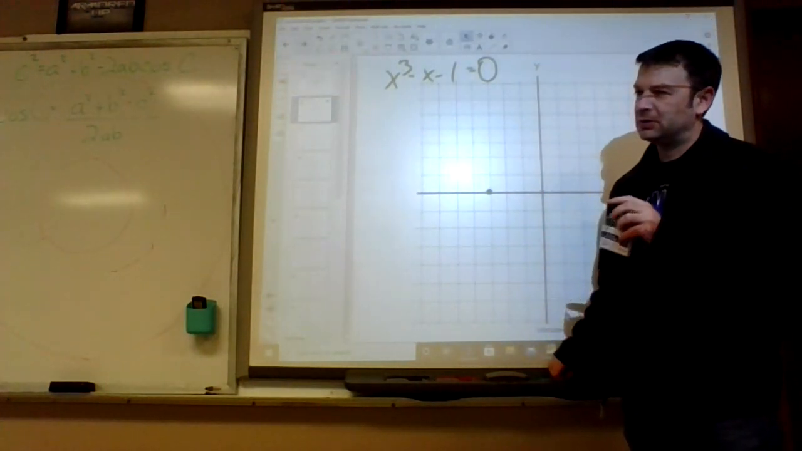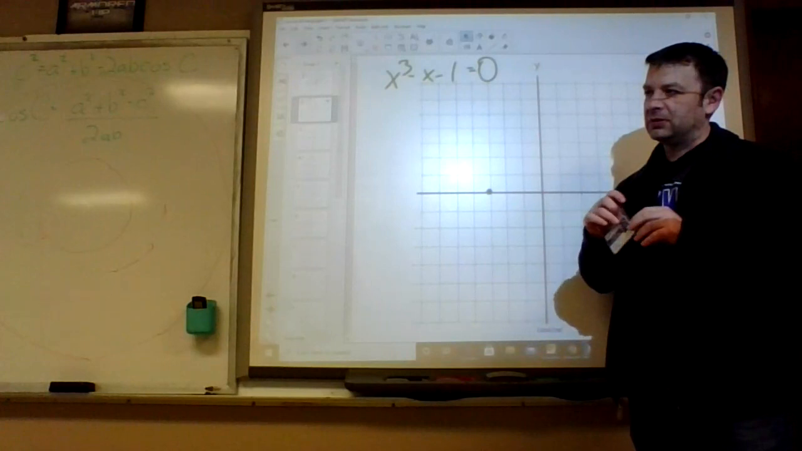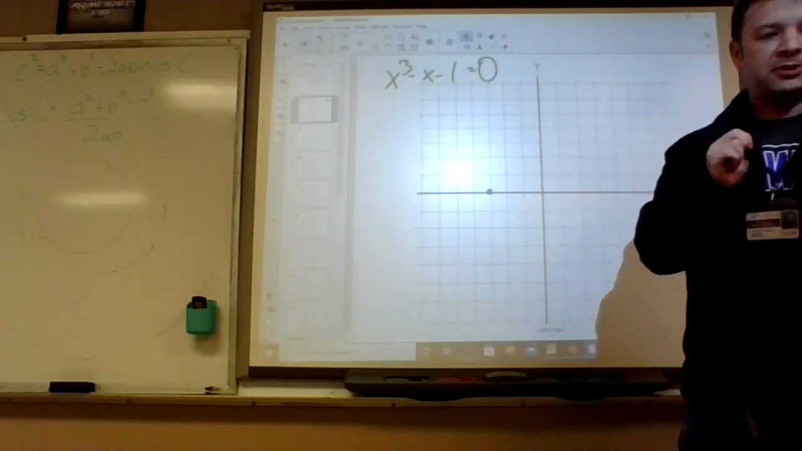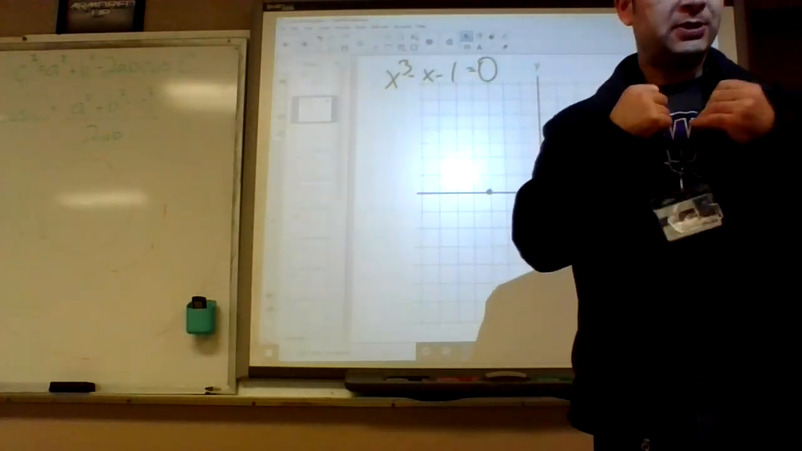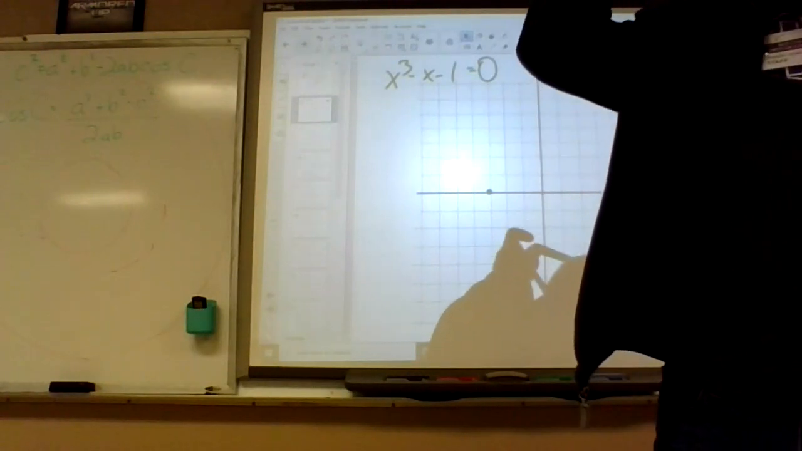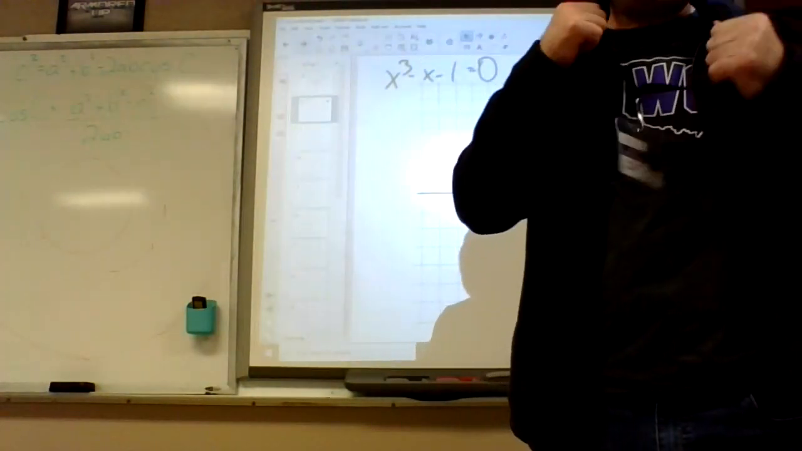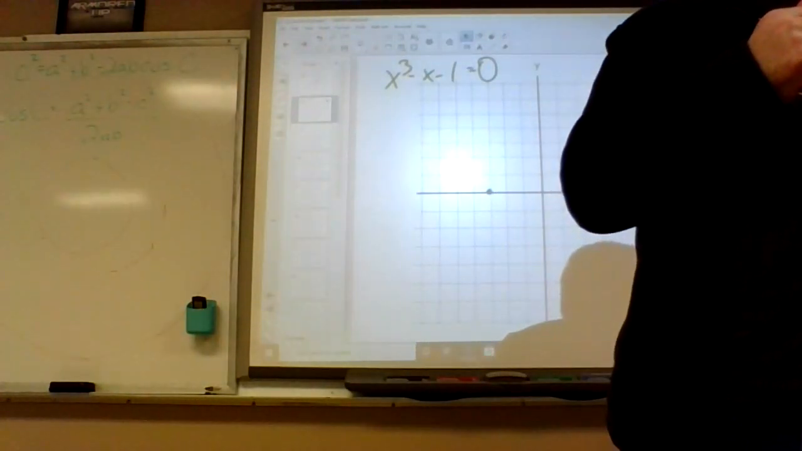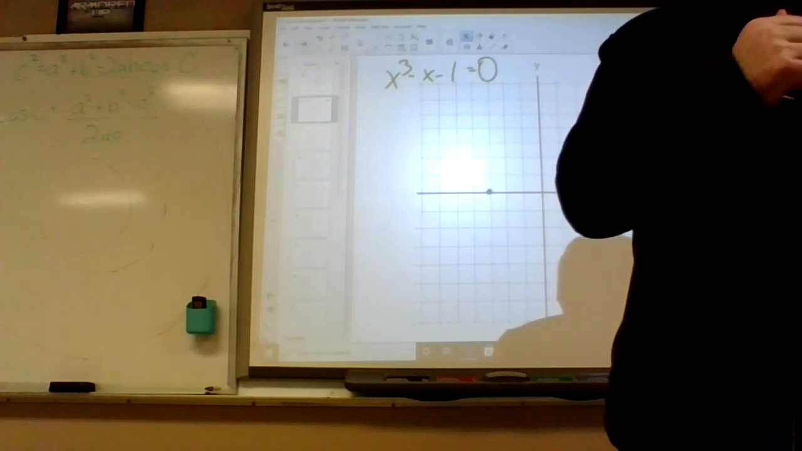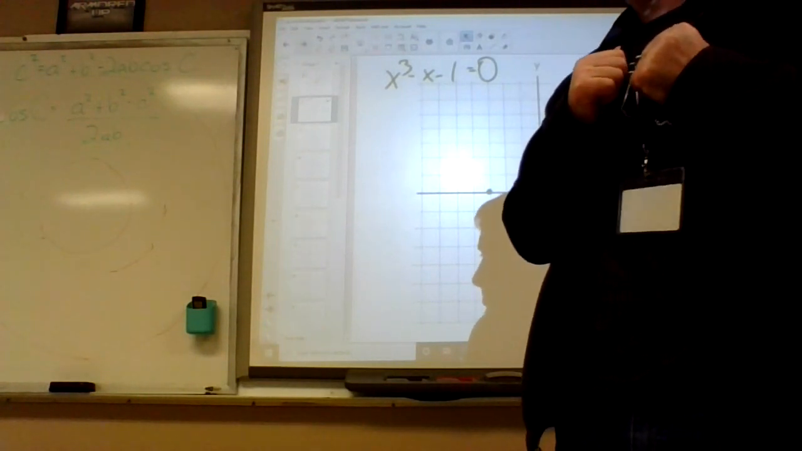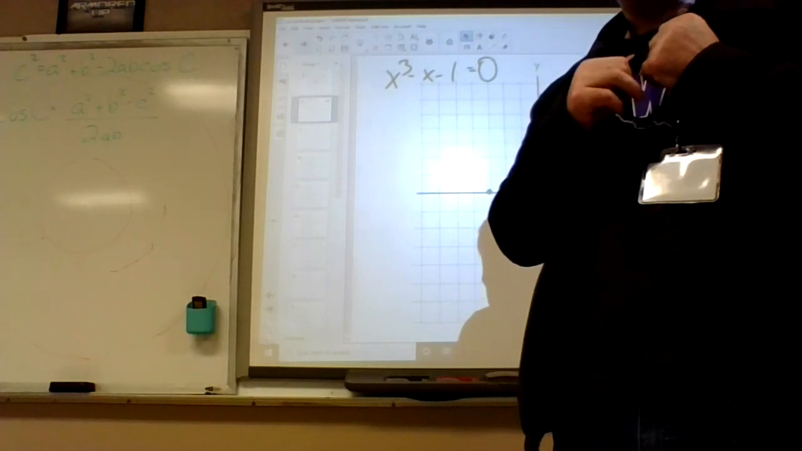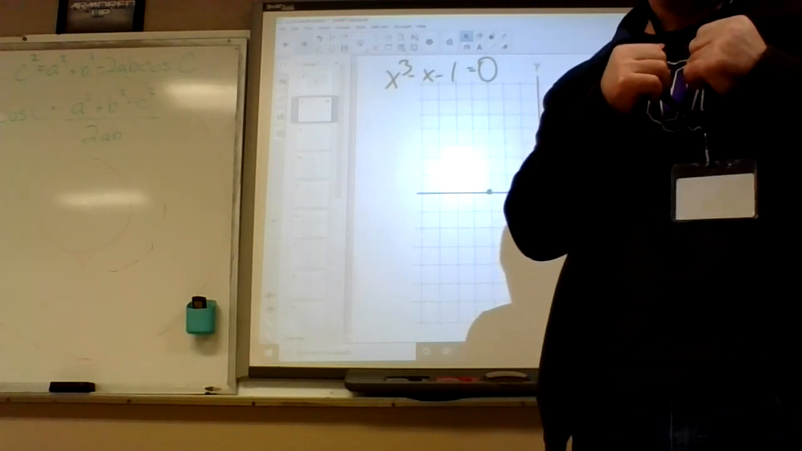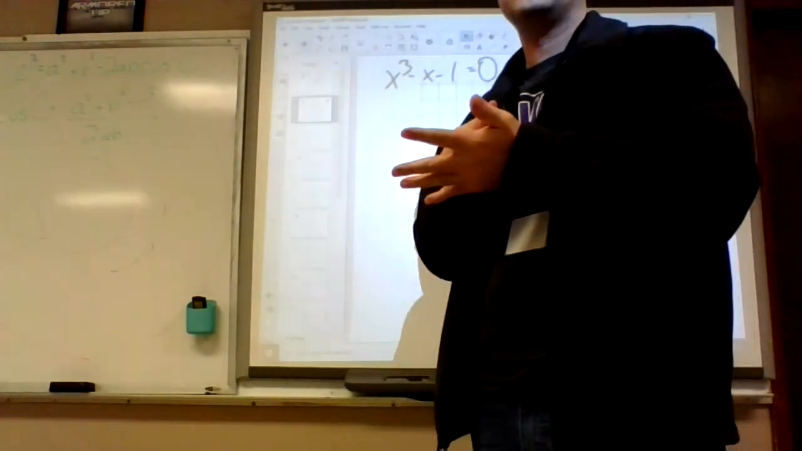I did it with Algebra 2 this past week. It should be a decimal, 1.32. Yeah, you should get 1.32. It's where it crosses the x-axis.